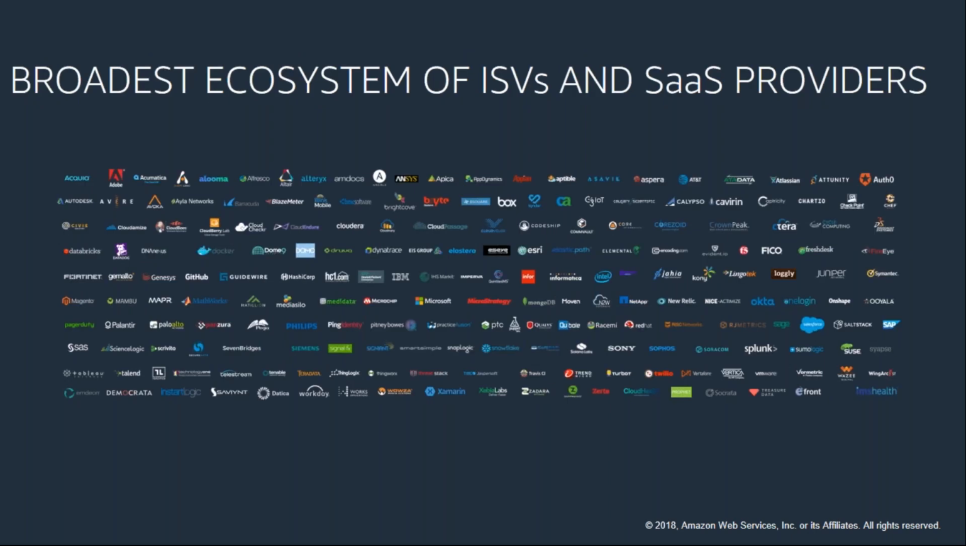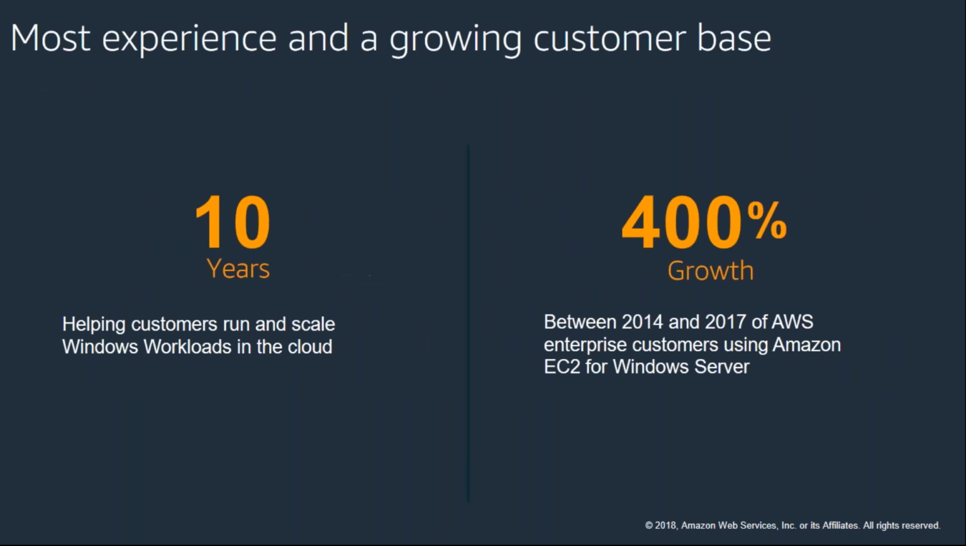And more importantly, there's the broadest ecosystem of ISV and SaaS providers. For example, Adobe Creative Cloud, Atlassian, and companies like Autodesk run on AWS. If you look at our marketplace, there are over 4,000 listings. So if you want to provision your SharePoint farm, or Microsoft Dynamics, you can easily provision these solutions with a few clicks. And most importantly, we have been running Windows workloads for over 10 years, and there's no compression algorithm for experience. Over the last 3 years, there was about 400% growth in enterprise adoption of EC2 Windows servers on AWS.